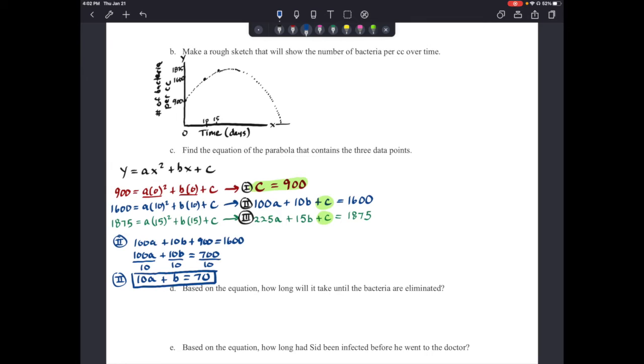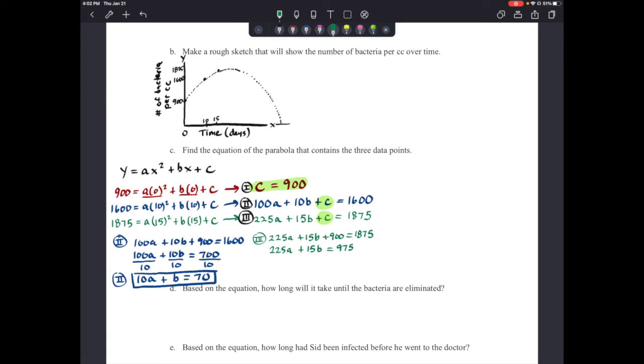Let's go ahead and do that same thing here with equation 3. Right, this is the green equation. We've got 225a plus 15b plus 900 is equal to 1875. We'll subtract the 900 from each side. So that's going to end up giving us 225a plus 15b is going to equal, and I believe that should be 975, right?